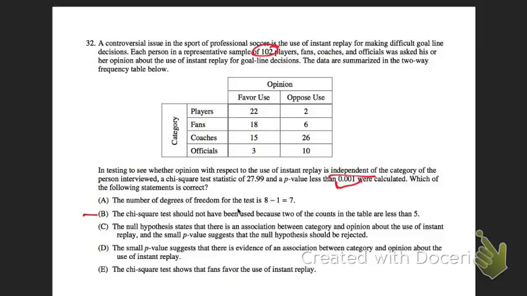If you find all the expected values, they're all greater than 5. It ends up 5.18, but it's still greater. So check expected counts first. If they all are greater than 5, then you interpret the p-value. That means there is evidence of an association, because we're trying to prove that they're dependent. And it wouldn't be this, because it's rows minus 1 times columns minus 1, so you'd have 3 degrees of freedom.